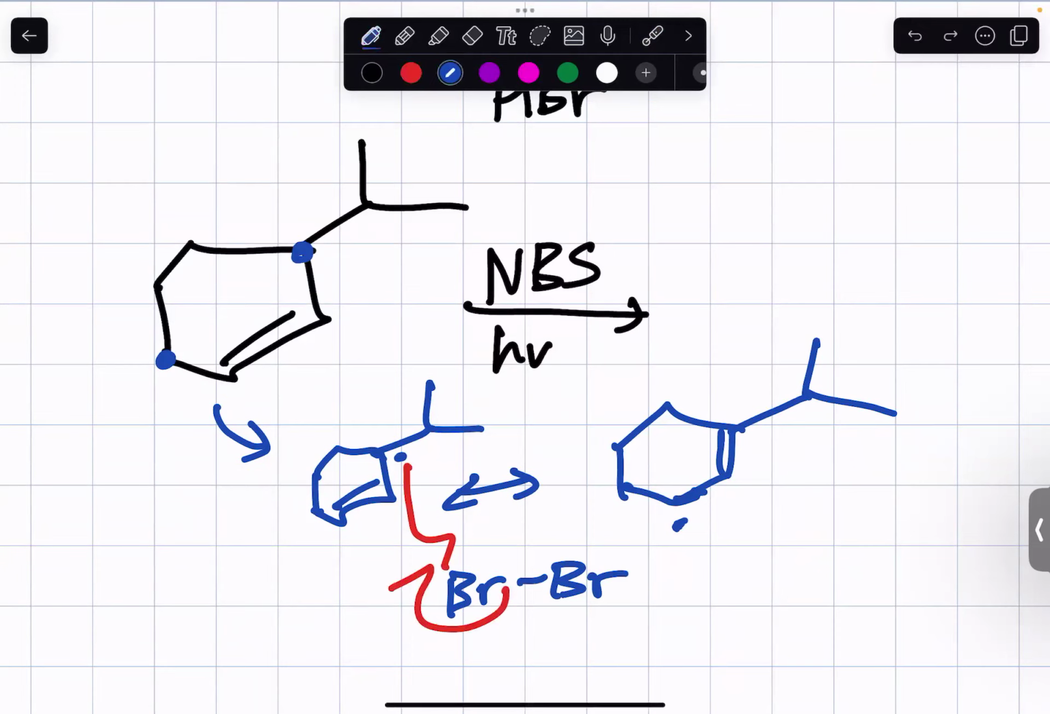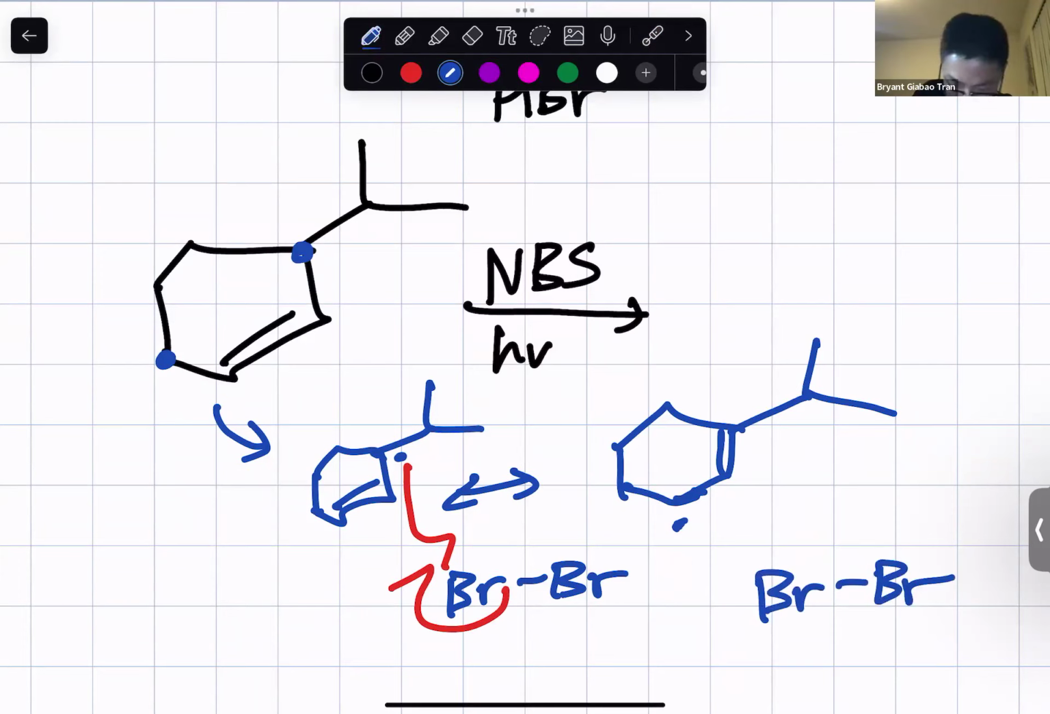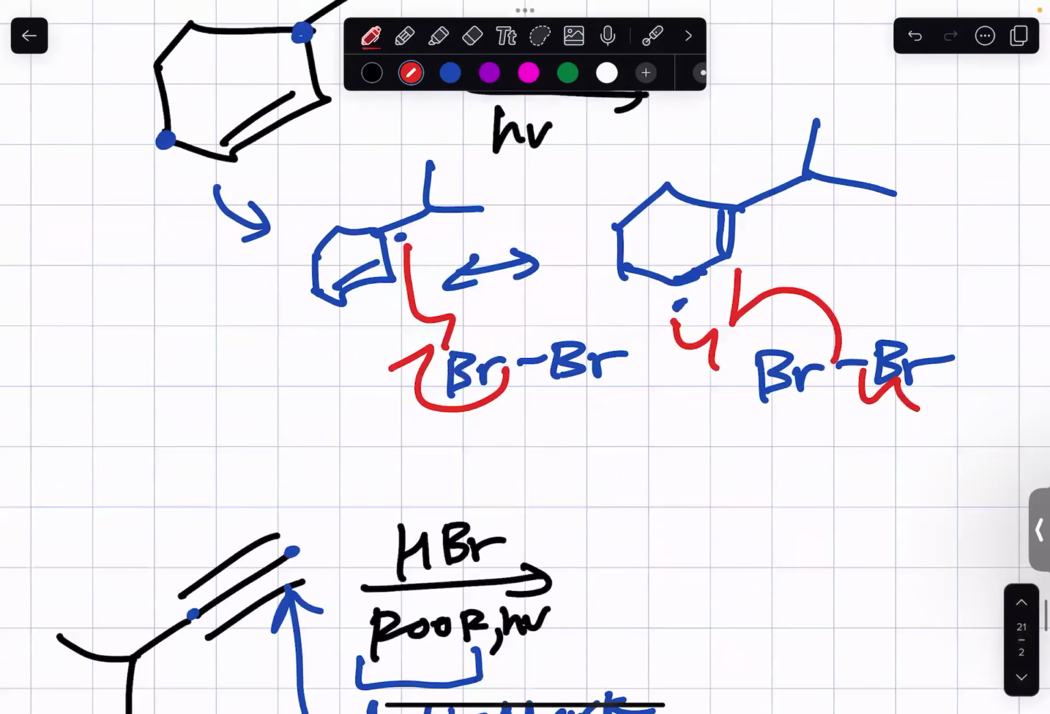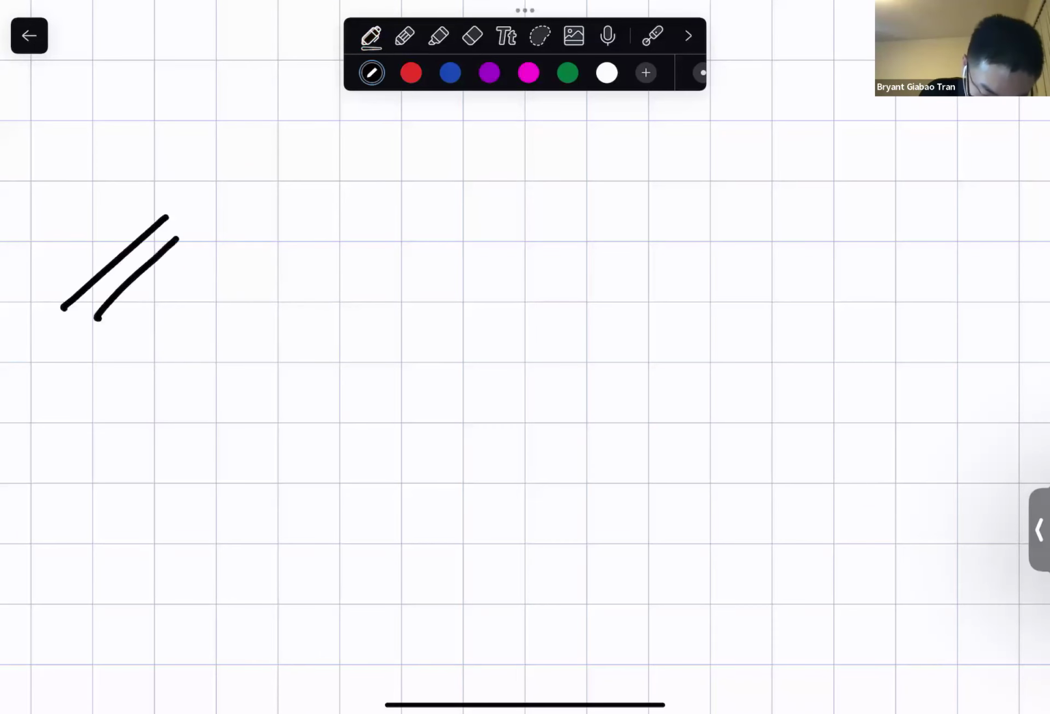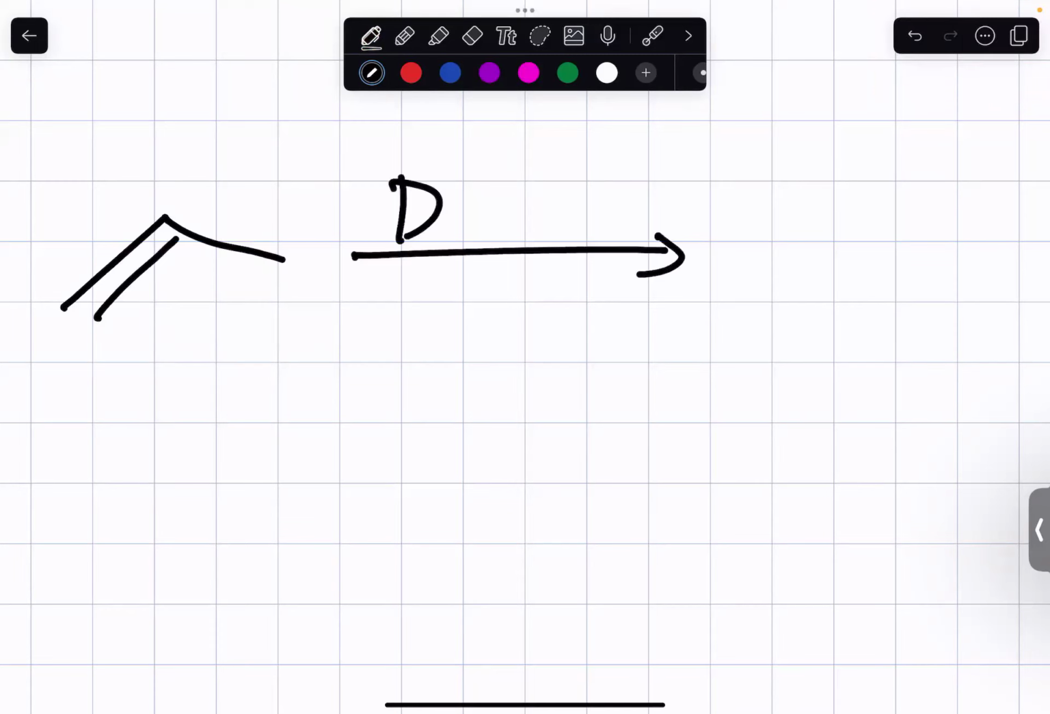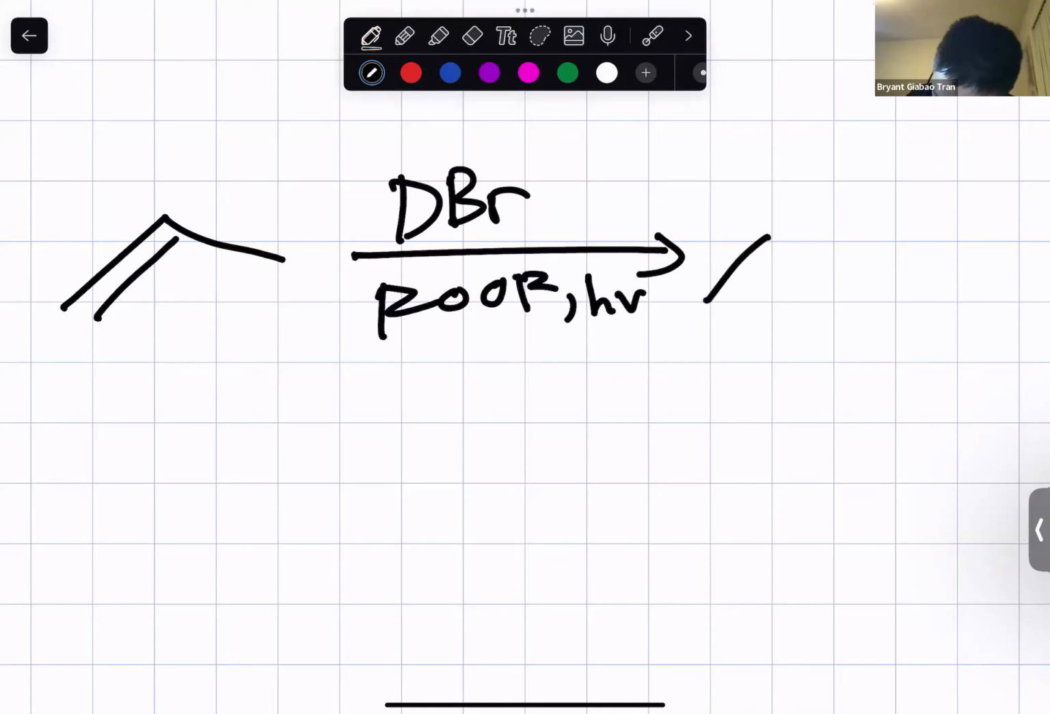Okay. I was just confused about that question on the midterm with the deuterium bromine. Oh, right. That one was kind of odd. Do you think you can do that one real quick? Yeah. So that one right here. Let's say we have this allylic position, DBr and ROOR with light. We are going to get this product here with the D. So that's what he wants.